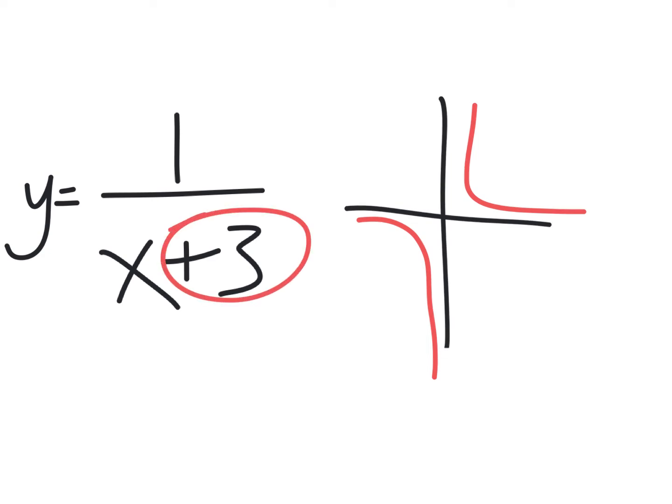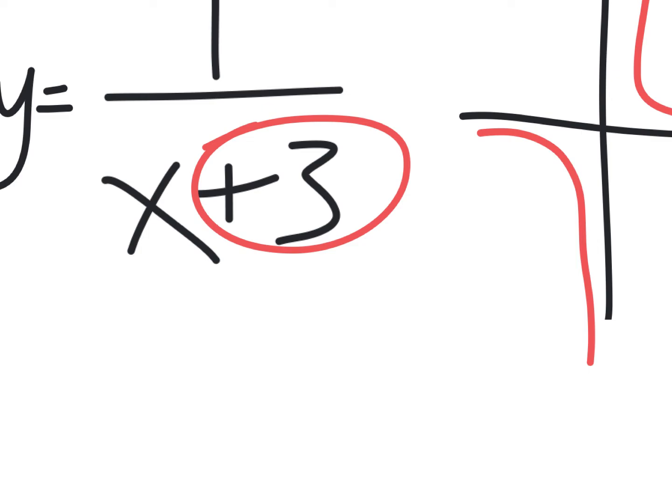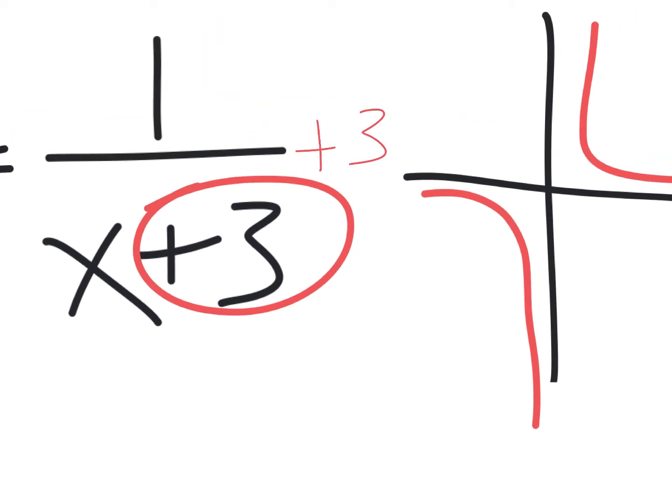And then I move it 3 to the, what does that mean? It's on the inside. 3 to the left. Good. And if I had put a plus 3 out here, that would also have moved it up 3. Okay, so this is 3 to the left. This is up 3.